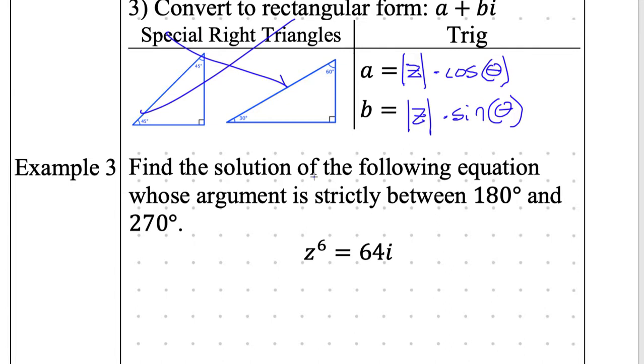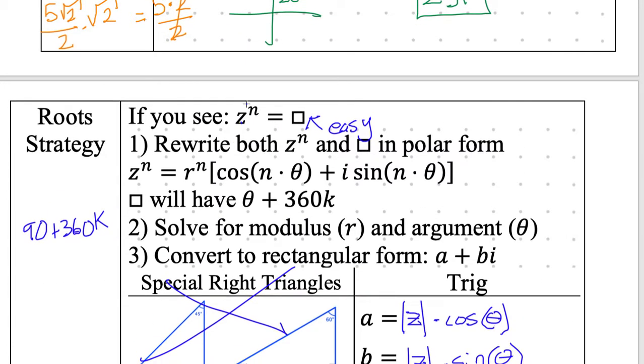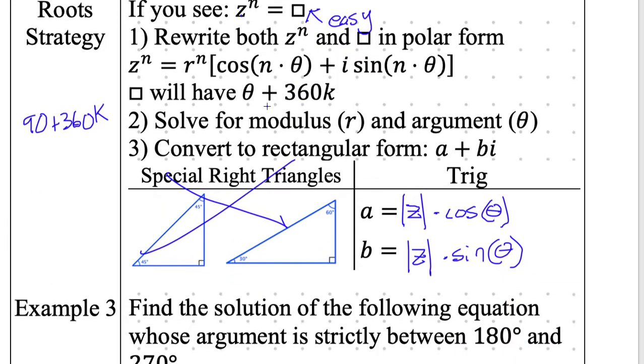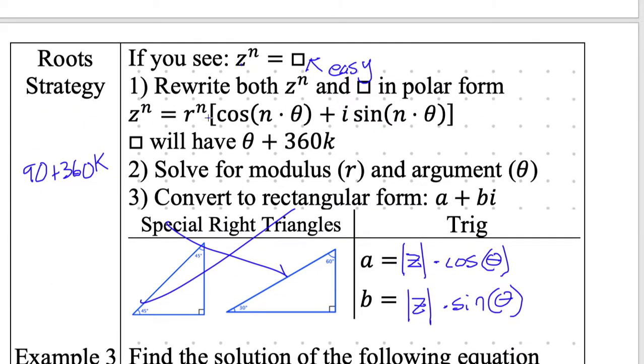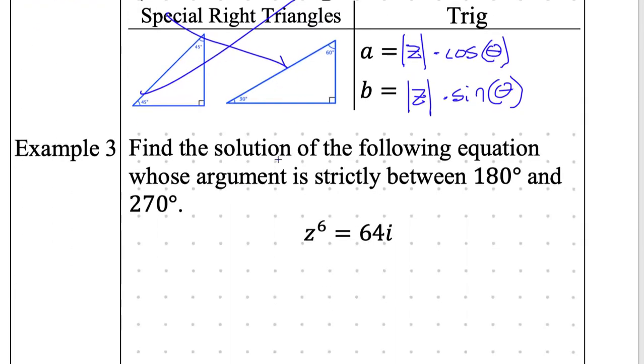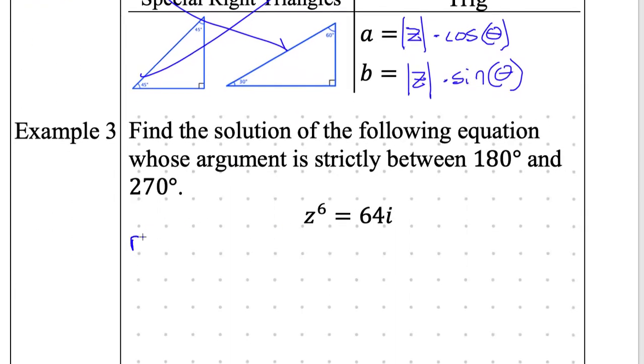All right, so we need to find the solution to this guy. z to the power of 6 is equal to 64i, so I am finding roots. So step 1 is I need to rewrite both the left-hand side and the right-hand side in polar form. The left-hand side, z to the power of n, is going to look like this. It's almost exactly like this. So z to the power of 6 is going to be r to the power of 6 times, in square brackets, cosine of 6 theta plus i sine of 6 theta. All right, so that's the left-hand side.